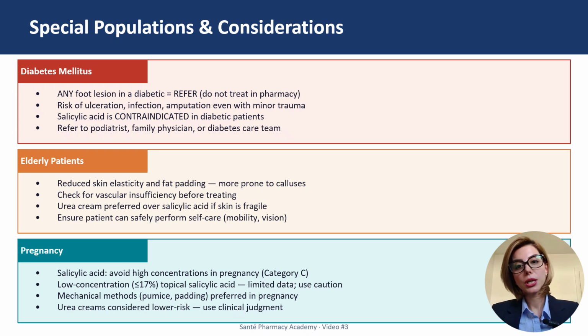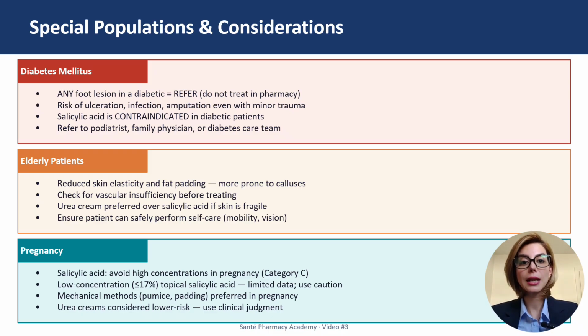Diabetics have impaired wound healing, reduced sensation, and poor circulation. What looks like a simple corn can become an ulcer, an infection, and in severe cases can lead to amputation. Salicylic acid is absolutely contraindicated.